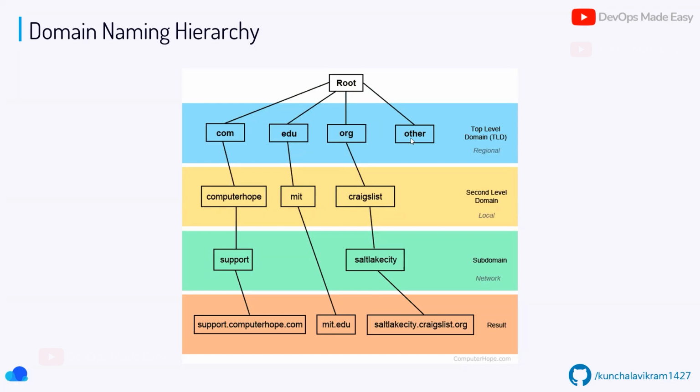Then we have the second level domain, let's say google.com. So Google becomes the second level domain and com becomes the top level domain. Coming to the subdomain, if I say support.computerhope.com, the .com is the top level domain, computerhope is the second level domain, and support is your subdomain. If a subdomain is not available, you can assume it to be www.